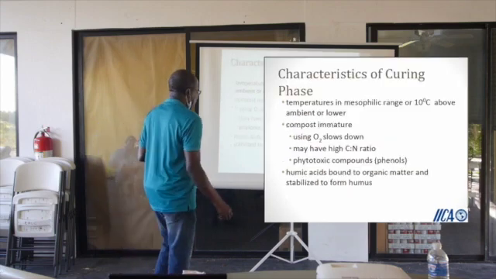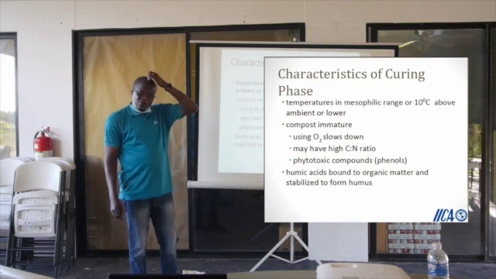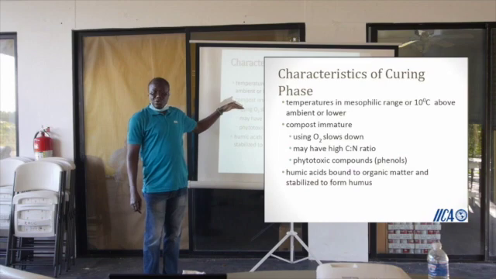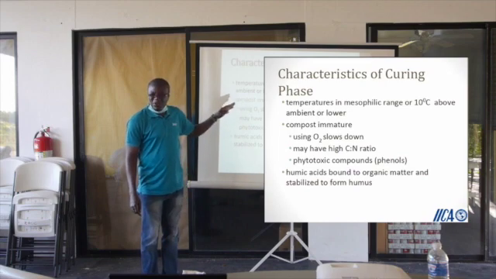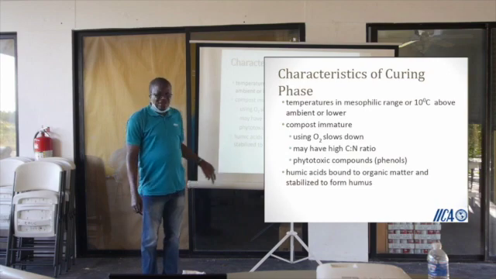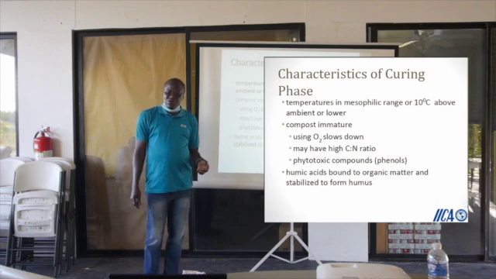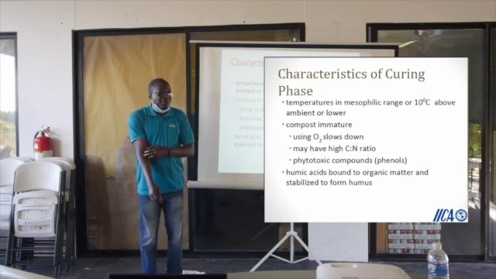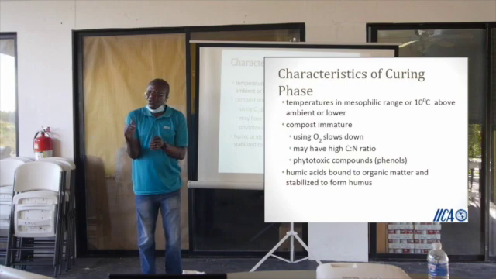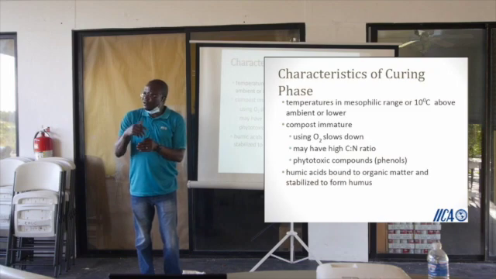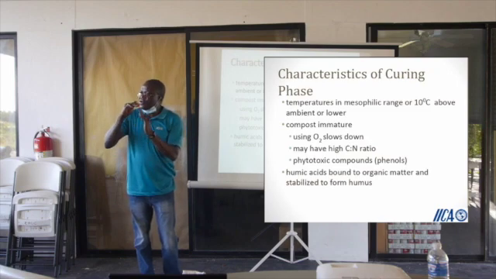I mentioned that the curing phase is possibly the most important phase of composting. The compost is still immature. It's still using a little bit of oxygen, but it has slowed down so much. If it has a very high carbon to nitrogen ratio, which is possible depending on what you are starting with, from this time on your carbon to nitrogen ratio will also try to go down, because it's still respiring. It's not using carbon and nitrogen much anymore, but it's using some of the carbon. So your carbon to nitrogen ratio starts to go down.